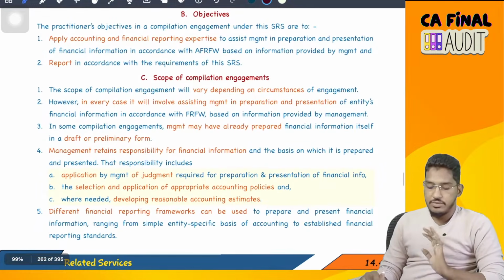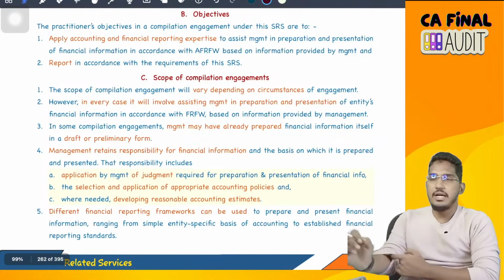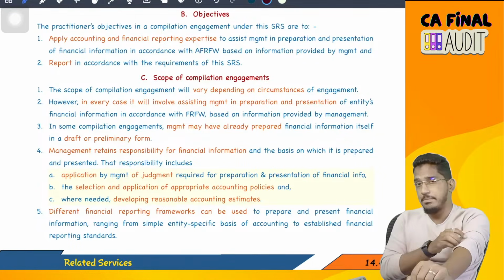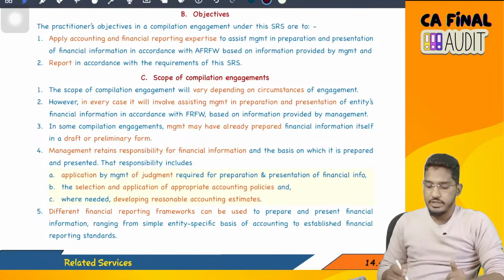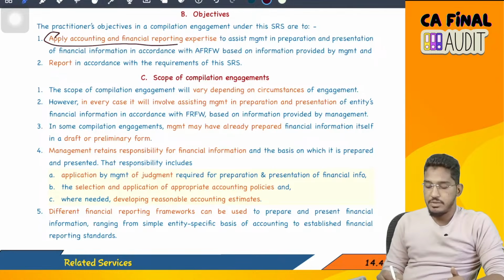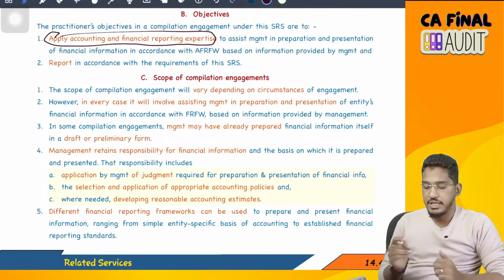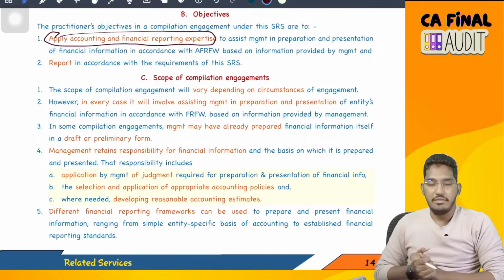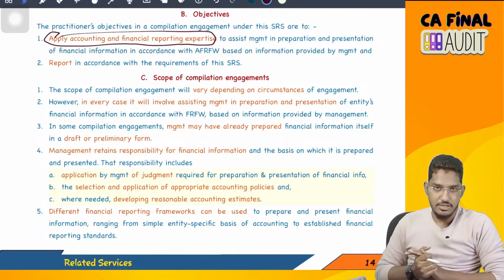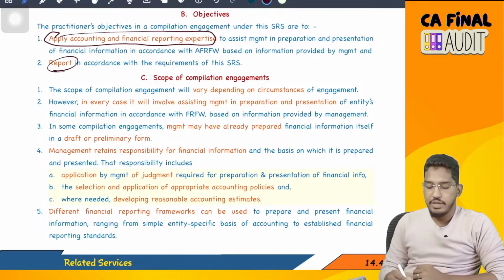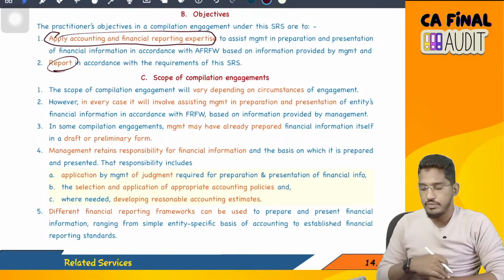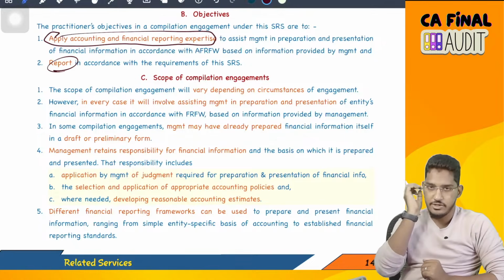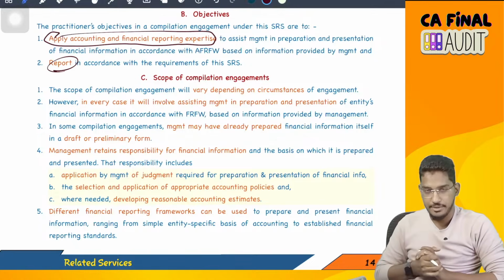Next, objectives. If the client has come to you and asked you to do the compilation engagement, then what are your objectives? My first and foremost objective will be to apply my accounting expertise and my financial reporting expertise, and to assist the client in the preparation of the financial statements. And then finally, I will give a report. Once again, that report will not contain any findings, just my responsibilities and duties.